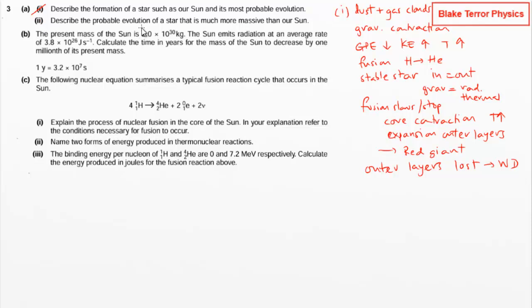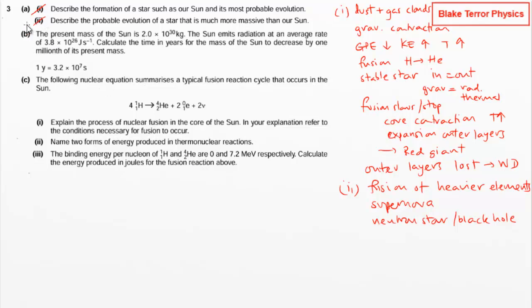Describe the probable evolution of a star that is much more massive than our sun. So we've got the same stuff going on here really, but the difference is when we've got the more massive stars, we're getting fusion of heavier elements. So that is one part of it. And then we've got the final part of the evolution, as in we've got supernova, and then we end up at neutron star or black hole. So you're just wanting to turn those into sentences rather than shorthand, but 2 or 3 of those will then get you the marks for that.